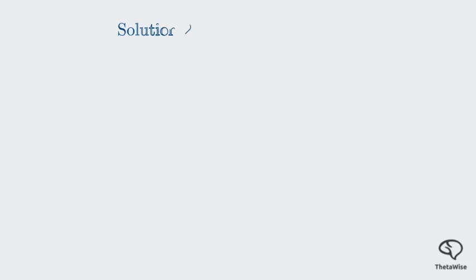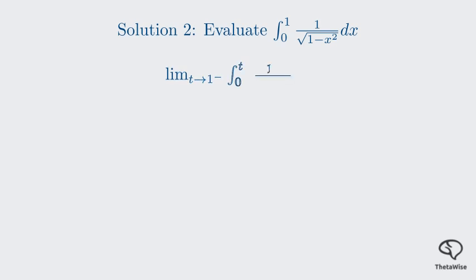Solution 2. Evaluate the integral from 0 to 1 of 1 over the square root of 1 minus x squared dx. This is an improper integral of type 2 because the integrand is undefined at x equals 1. We set up a limit. This is the limit as t approaches 1 from the left of the integral from 0 to t of 1 over the square root of 1 minus x squared dx.